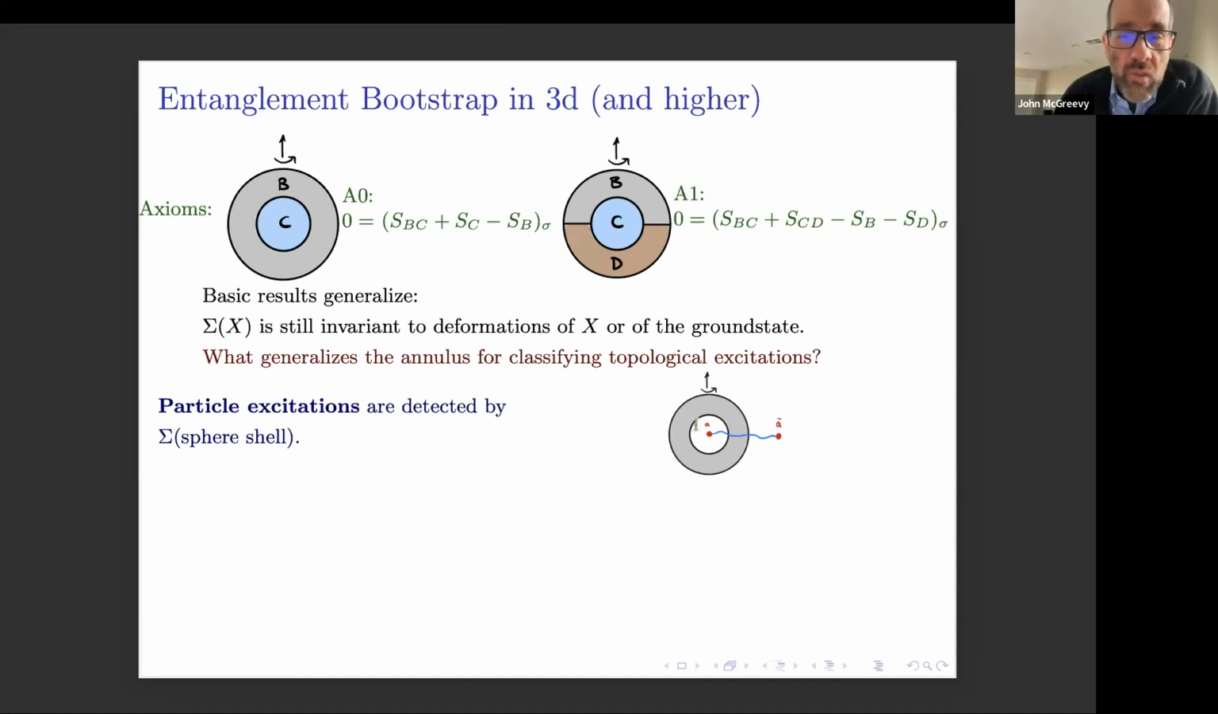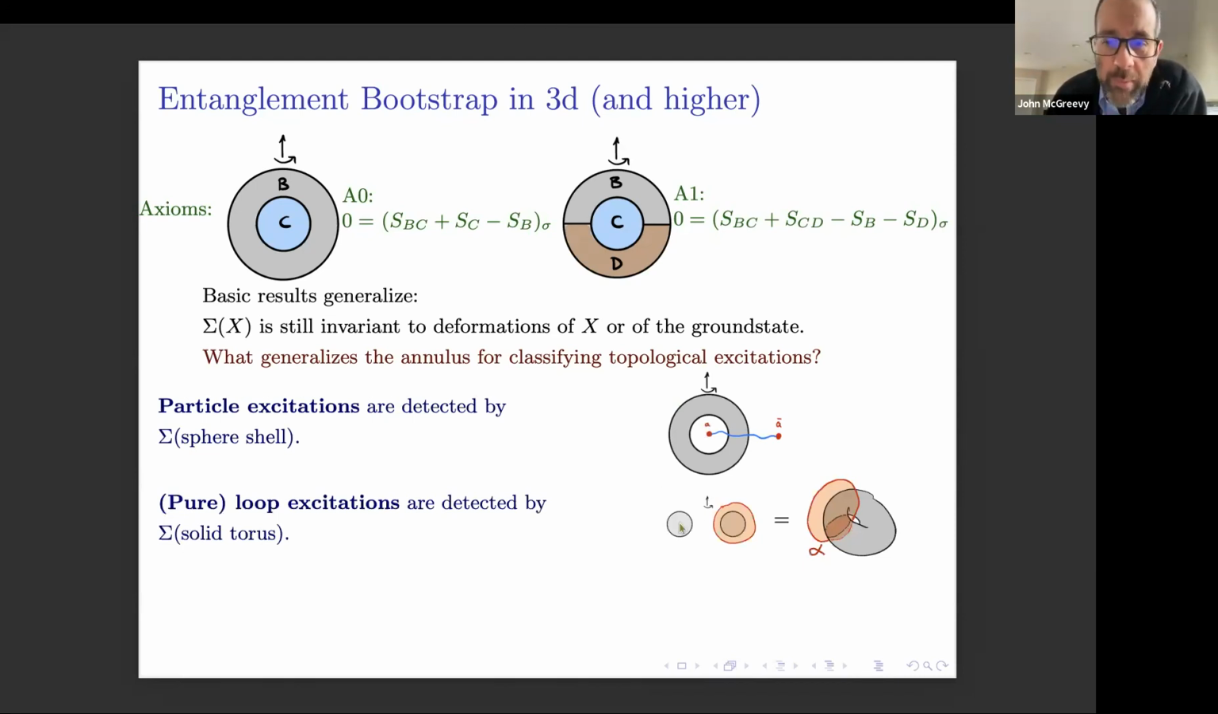One is you could think about the sphere shell, inside of which you could stick a particle. And indeed, the information convex set of the sphere shell classifies particle excitations. Or you could think about a solid torus, which looks like this, which instead detects loop excitations. So here, this red thing is an excitation, which is a closed loop. The shaded region in here is like a membrane operator, and analogous to this string, which itself doesn't create excitations, but when it has a boundary, it creates excitations. And so the information convex set of the solid torus detects such loop excitations.